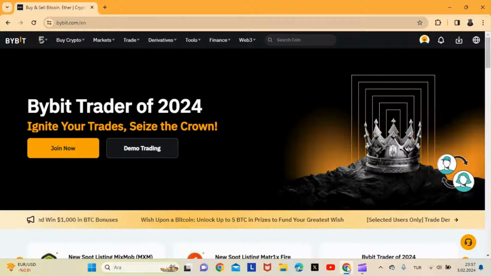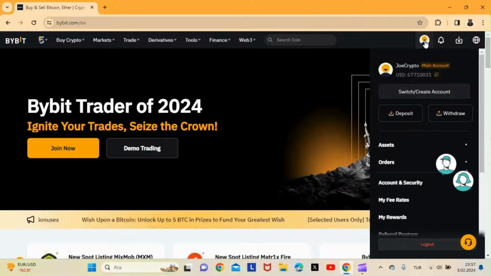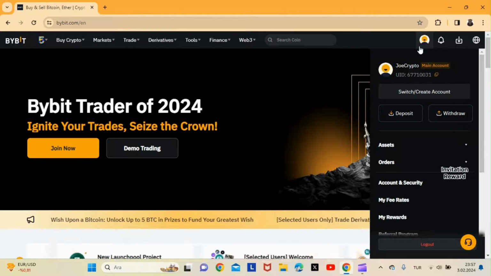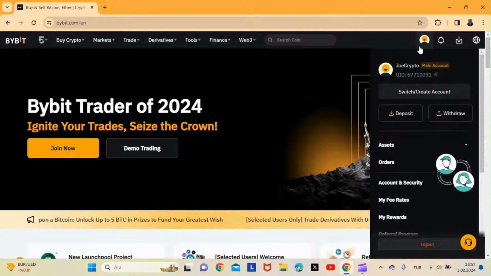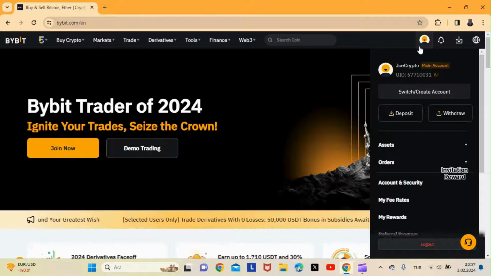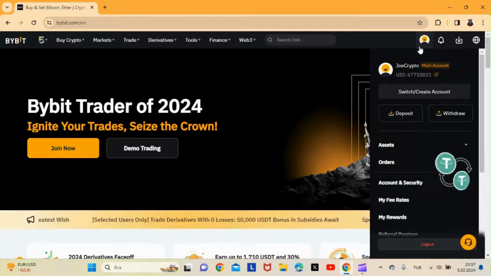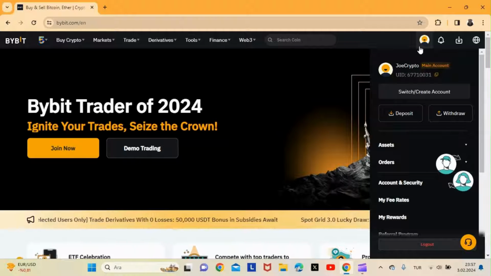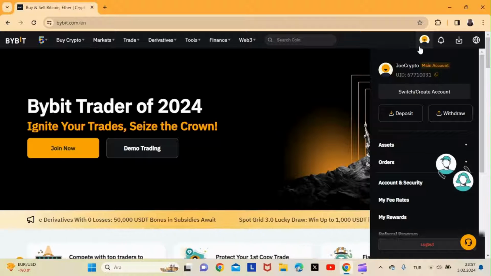So now the first thing you need to do is come at the top here. When you deposit money into your Bybit account, it's going to be in your funding account. If you want to do your spot trading, definitely your money should be in your unified account. So we are going to transfer funds from the funding account to your unified account. If you are using a mobile phone, it's going to pop up here.